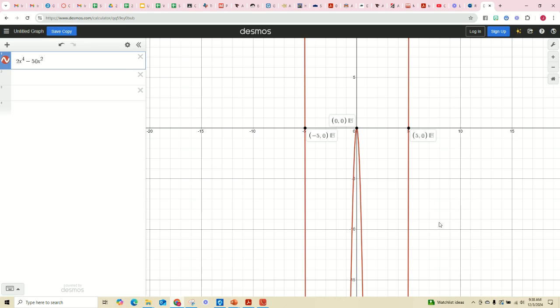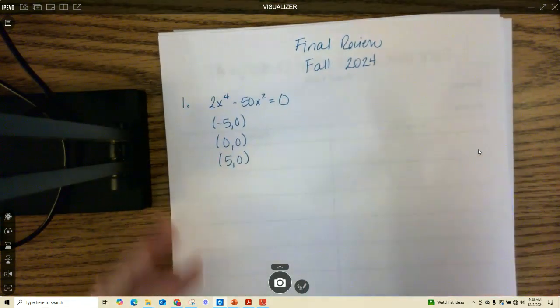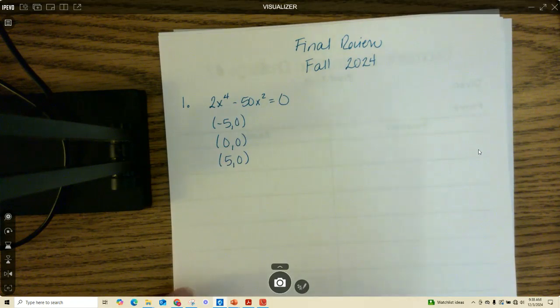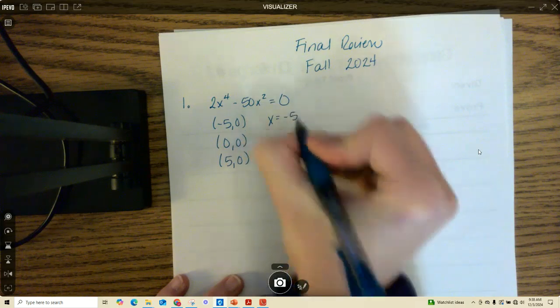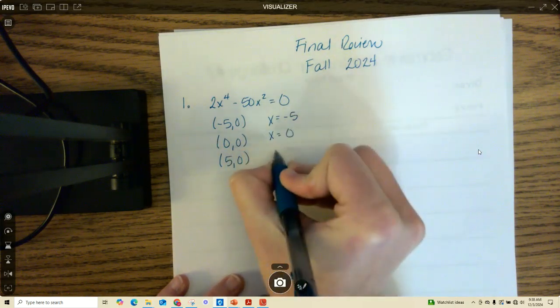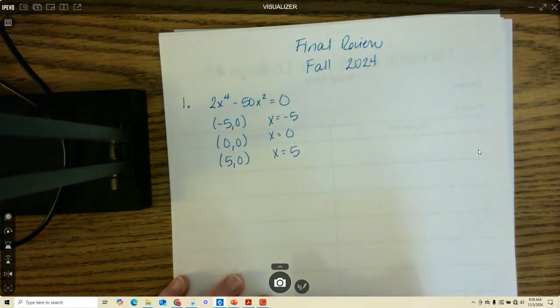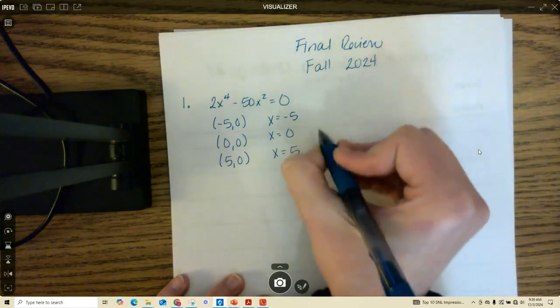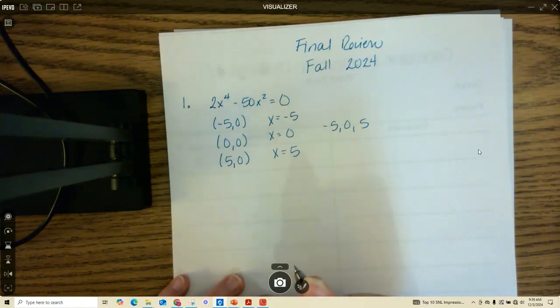So do you have to pick the graph? No, it just wants you to find the solution set. Just where it crosses. It just wants the x values. So x equals -5, x equals 0, x equals 5. You would just put -5, 0, 5, with commas. And that's all that one wants?